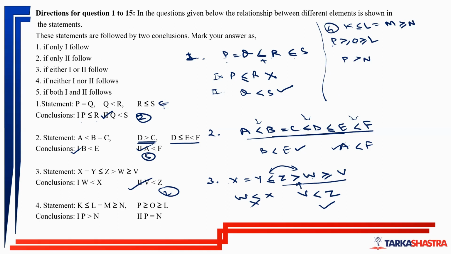So P greater than equal to O, greater than equal to L, L is equal to M, M greater than equal to N. Now P greater than N, wrong, because P is greater than equal to N. P equal to N is the second conclusion. This is also wrong because P is greater than equal to N. But these will work in either or. Either P is greater than N or P is equal to N. Both these are alternately correct. So either or option will come, which is option 3.